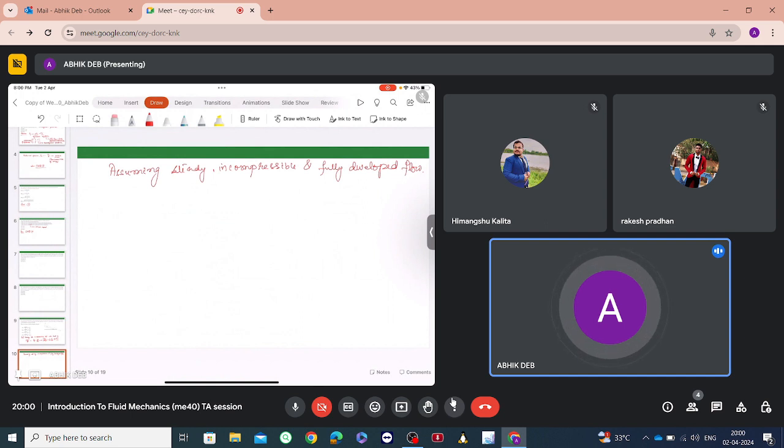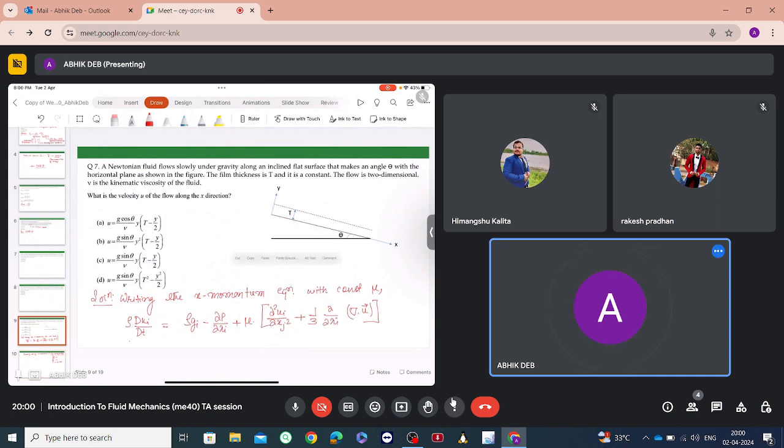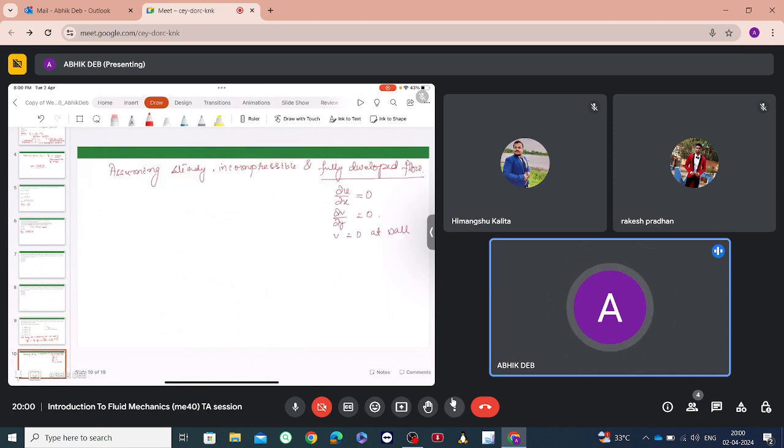So for fully developed flow, del u by del x will be equal to 0. There is no change in the u with respect to x. Also del v by del y is equal to 0, and v is equal to 0 at the wall, that is this wall. At this wall v is equal to 0. Okay, so therefore v is equal to 0 throughout.